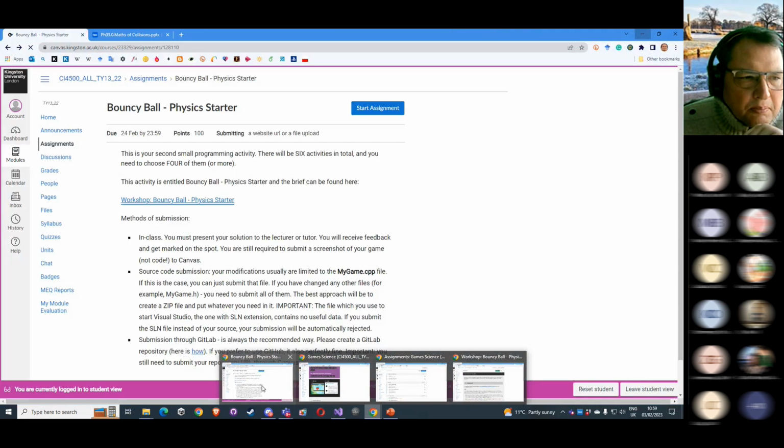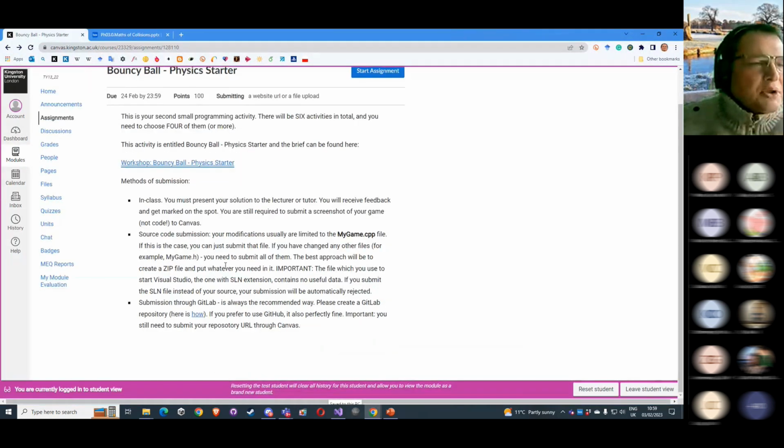Also, the method of submission. It's important to notice there are 3 different methods of submission. You can submit in class. You must present your solution to the lecturer or tutor. You will receive feedback and get marked on the spot. You are still required to submit a screenshot of your game, not code, the game, so how it looks when running, to Canvas.